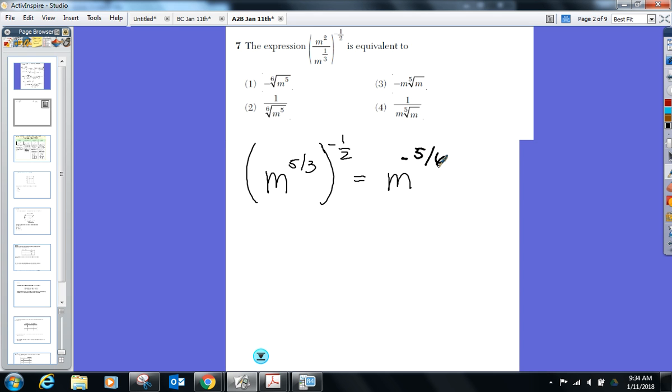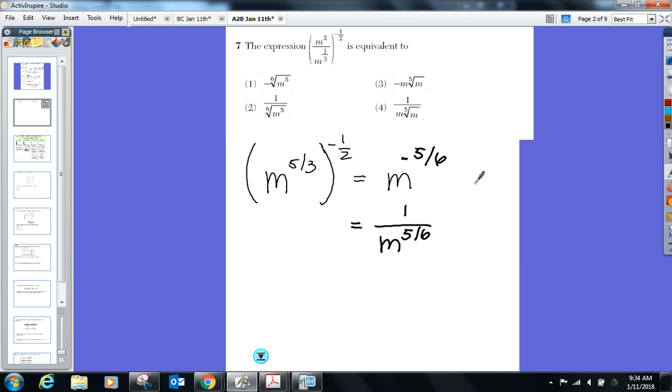Glad that Jack asked this, because this is a third exponent rule we have to go over. We have gone over it already. How do I make a negative exponent positive? Send it to the denominator. So I can rewrite this as 1 over m to the positive 5/6. That's why I send it to the denominator, to make it positive.